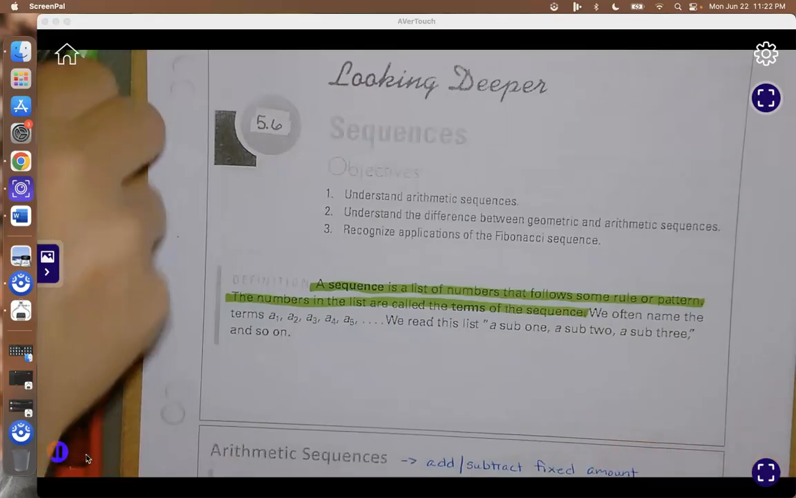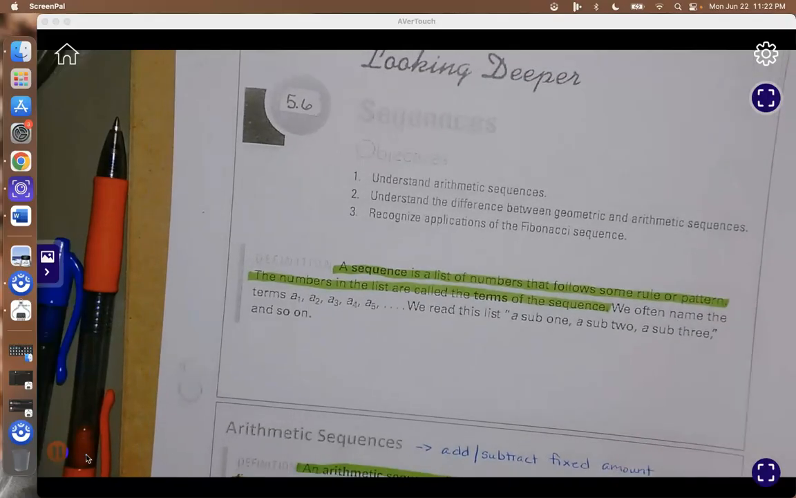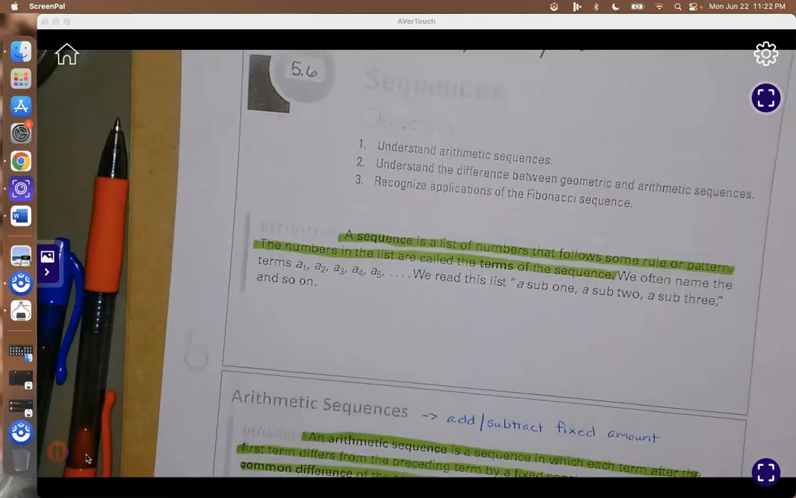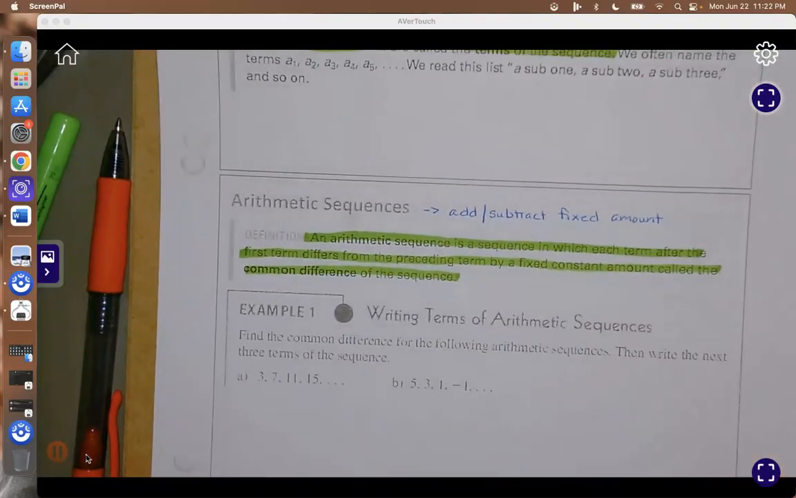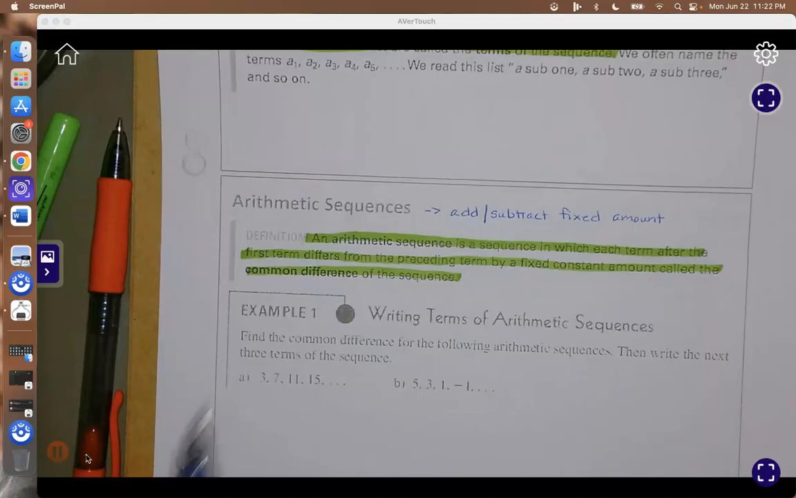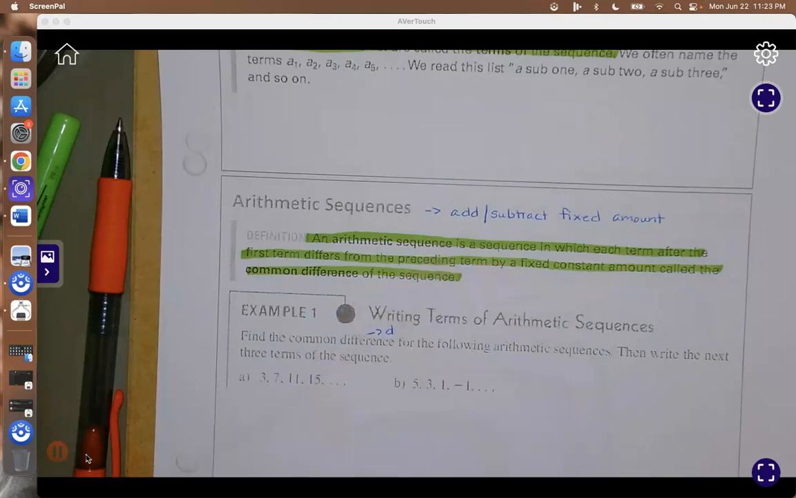Okay, and that's basically what this says. And that fixed amount is called the common difference. Alright, so we're going to find the common difference of these arithmetic sequences, and then write the next three terms. We're going to list the common difference as the letter D.